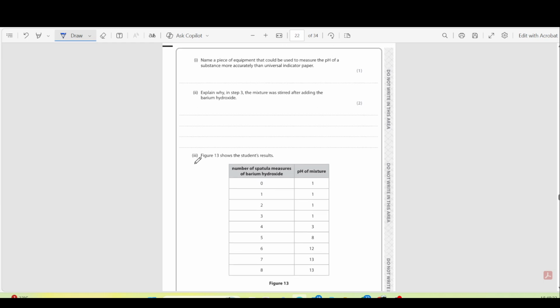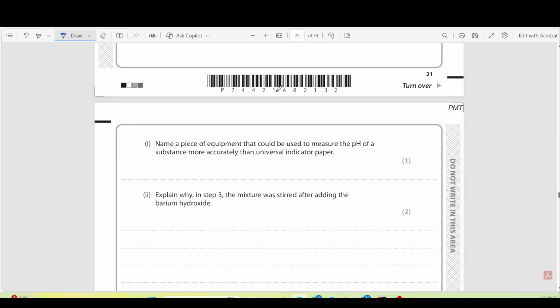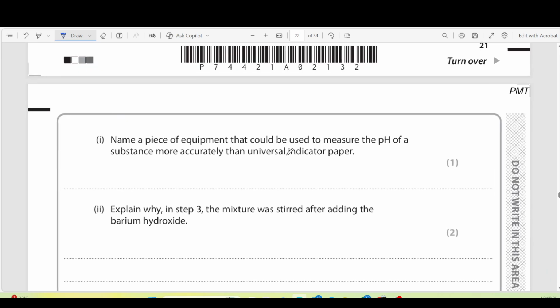So question 1 is, name a piece of equipment that could be used to measure the pH of a substance more accurately than universal indicator paper. So we can use a pH meter or a pH probe attached to a data logger. It is the most common piece of equipment used for this purpose. So pH meter, 1 mark. So we just write pH meter.